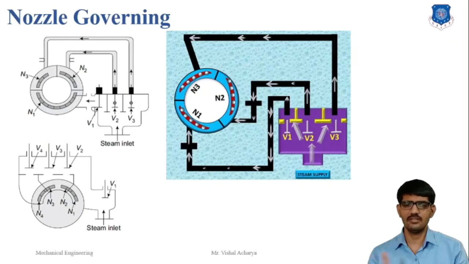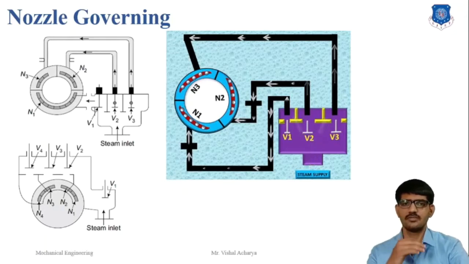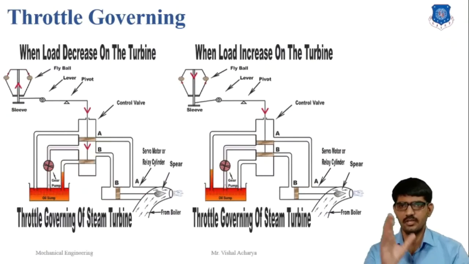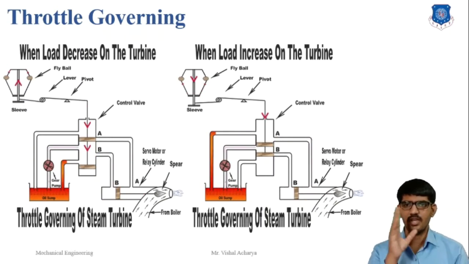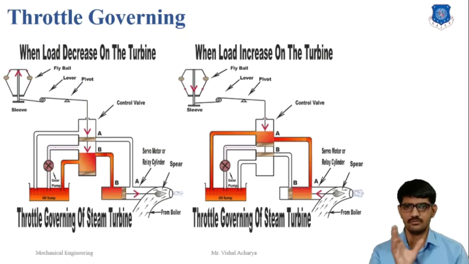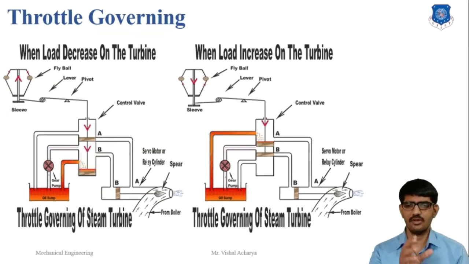There is a greater heat drop when nozzle control is employed, but efficiency decreases when the load is reduced. When there is a comparatively large heat drop in the first stage, nozzle control leads to a reduction in steam consumption. Next, throttle governing of steam turbine is the most popular and easiest way to control the turbine speed. When the steam turbine controls the output speed by varying the quantity of steam entering the turbine, it is called throttle governing.